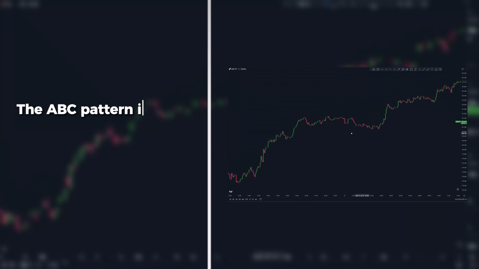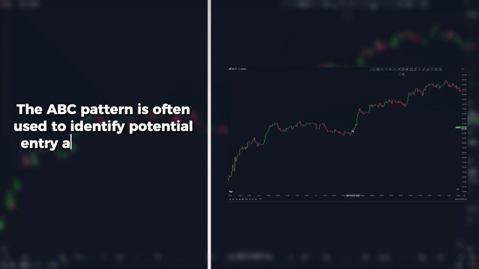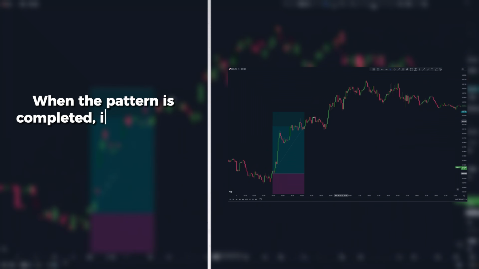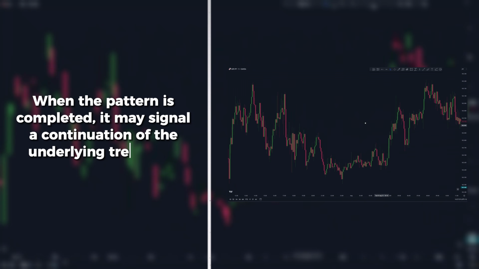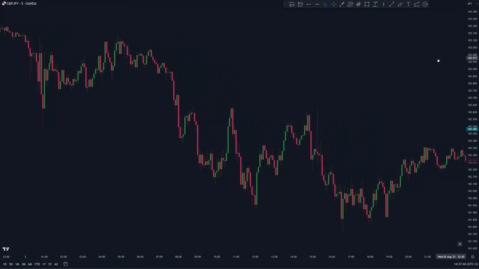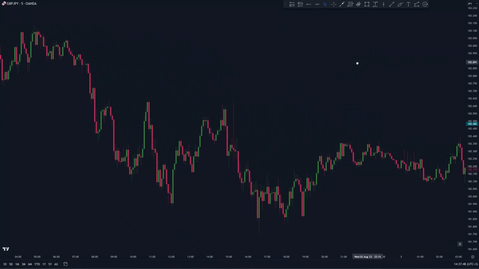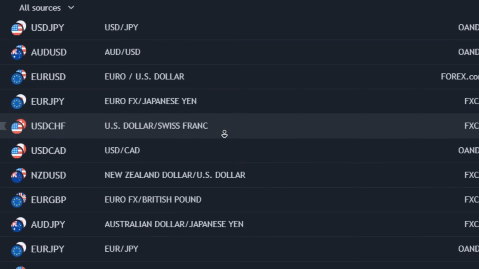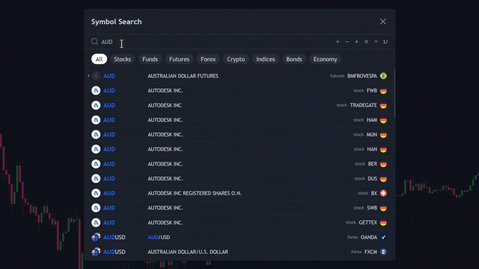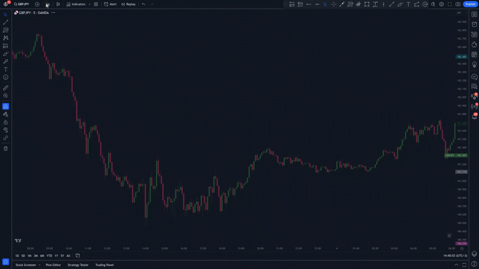The ABC pattern is often used to identify potential entry and exit points in the market. When a pattern is completed, it may signal a continuation of the underlying trend or a reversal of that trend. Now, you may be thinking, but how can I identify the ABC pattern on a trading security? Well, I'm gonna show you. First of all, you wanna go to TradingView and load whatever forex pair or any other trading security that you like. For me, I'm gonna be using the 1 hour time frame of AUD NZD.